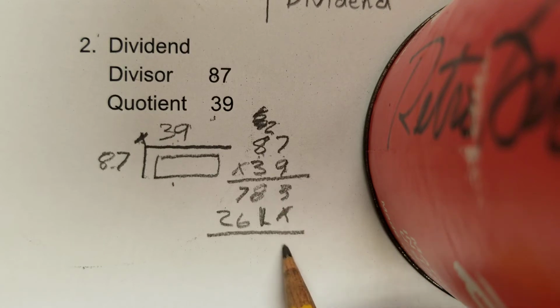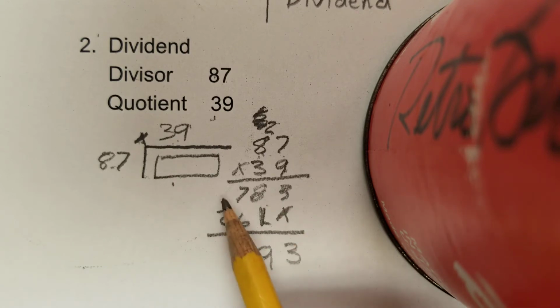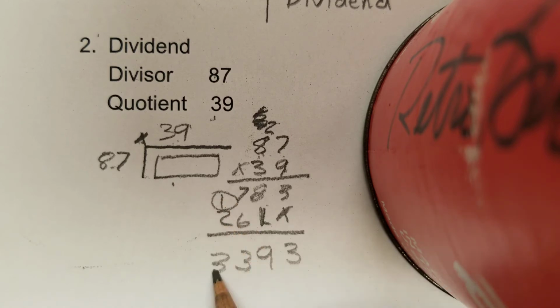I add 3 and nothing, 8 and 1, 7 and 6 is 13, 1 and 2 is 3, so my dividend is 3,393.